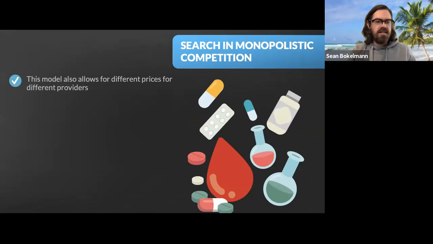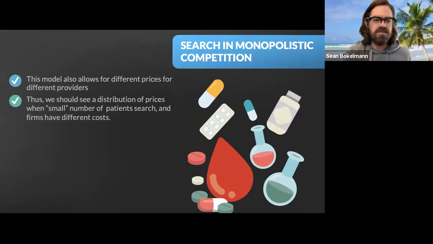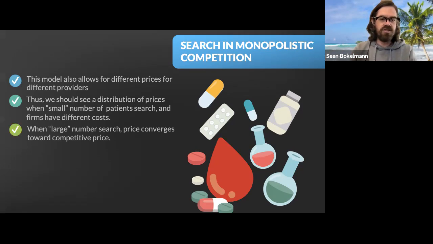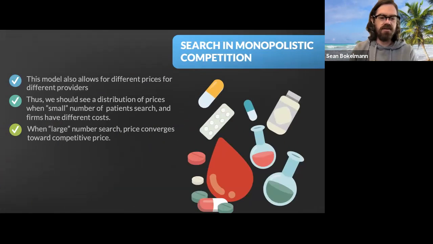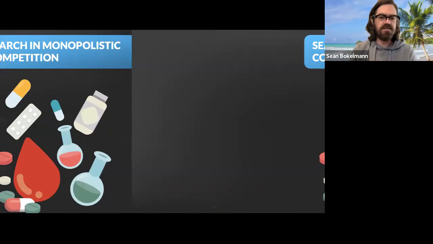Now, something else about this model that's nice is that it allows for different prices from different providers. So what we should see is a distribution of prices when a small number of patients search and firms have different costs. Those two things together create a dispersion of prices. As opposed to when there's a large amount of search going on, then prices converge towards the competitive market price. So that's a nice aspect of this model. It can explain a wide variety of behavior depending on the type of search going on.